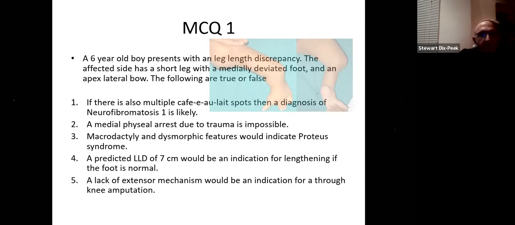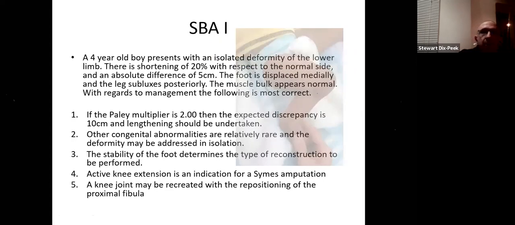So actually, the one that's going to be wrong is the medial physeal arrest due to trauma being impossible. Definitely, it's got to be wrong. Macrodactyly with dysmorphic features indicates Proteus. So actually, we've only got one wrong. I think the point I'm trying to make is that you might not know all of the detail here, but given certain rules about words like likely and impossible, you'll say, well, those things could be right.